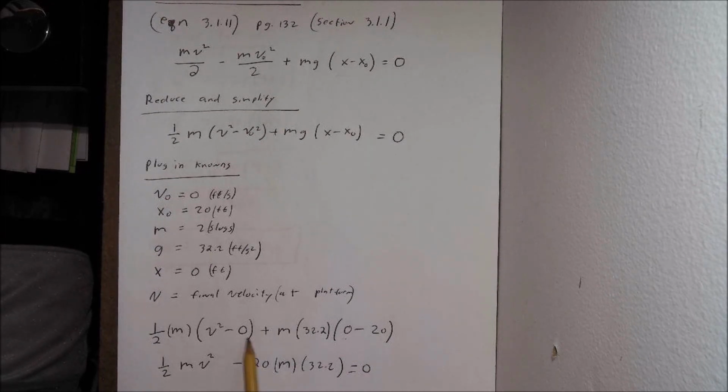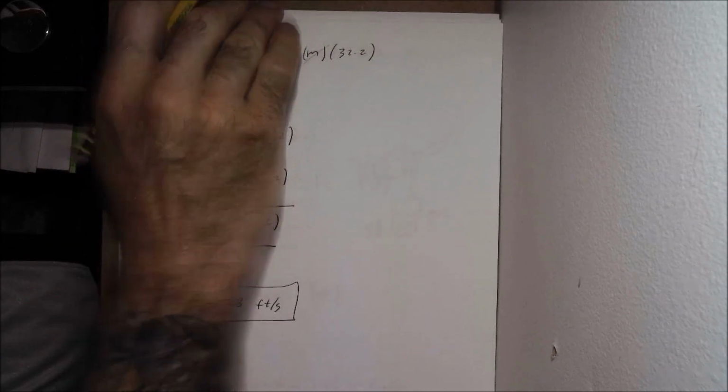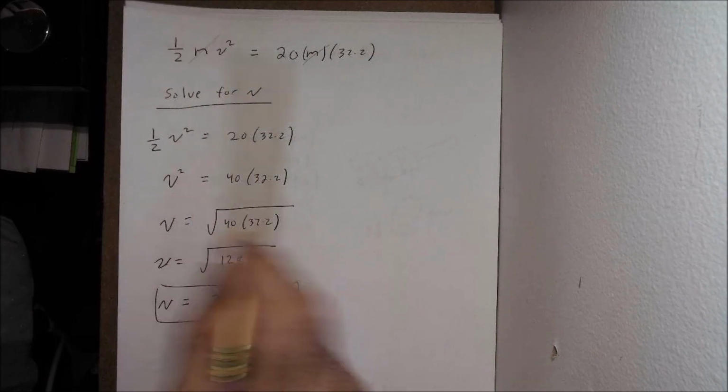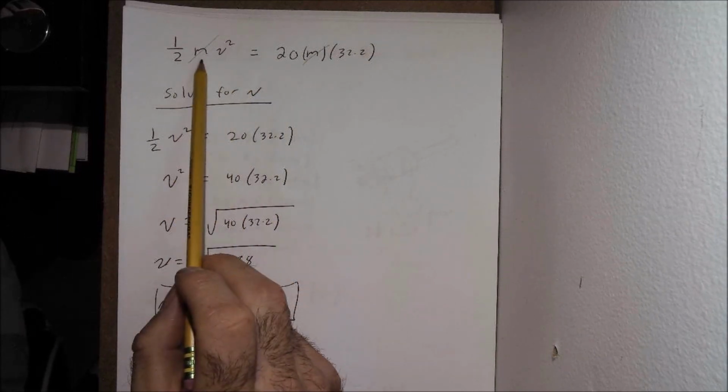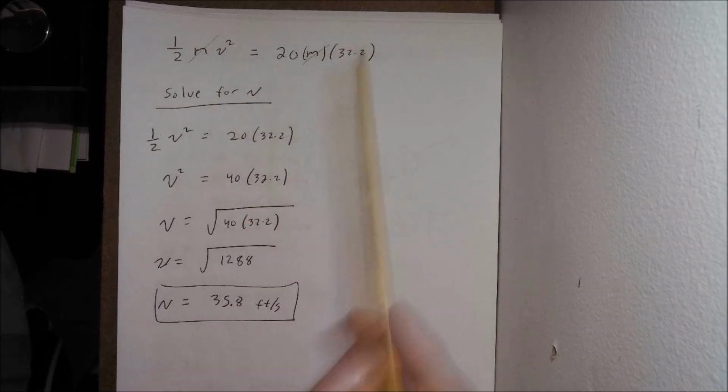Reduce and simplify, that 0 goes away. This becomes 1/2 mv squared minus 20 times the mass times 32.2 is equal to 0. So we can keep going from there. Let's move this down a little bit so you can see that. We have an m on both sides, so it can cancel. 1/2 mv squared is equal to 20 m times 32.2. Cancel those m's out.